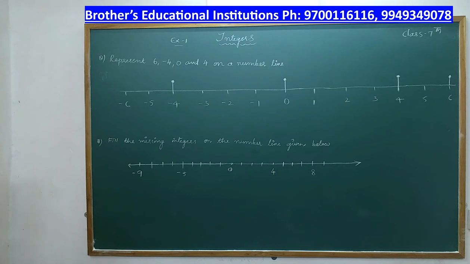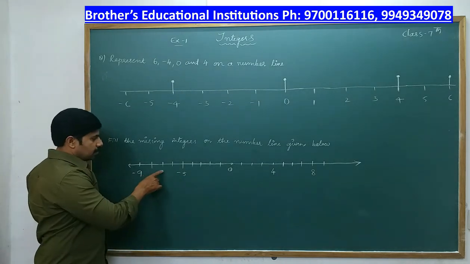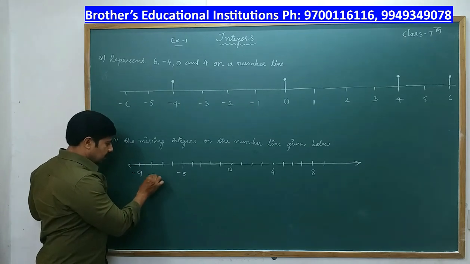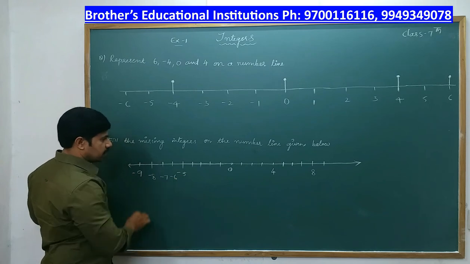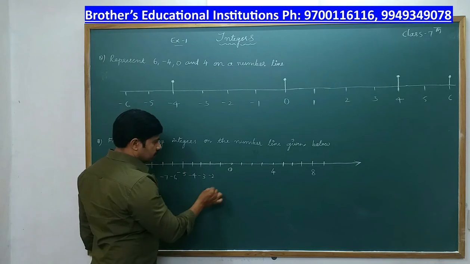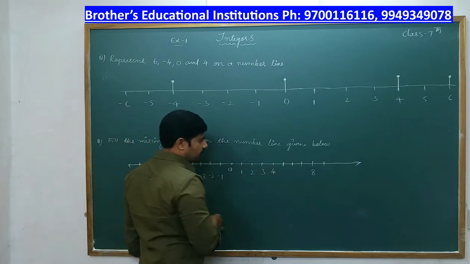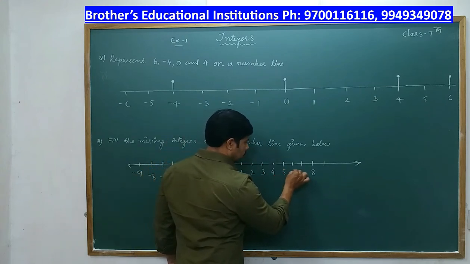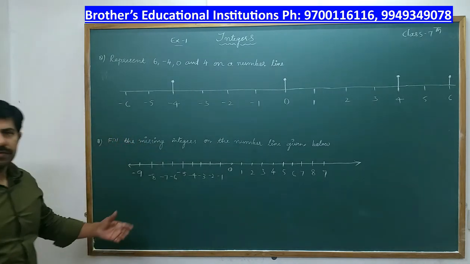Now the next one is fill the missing integers on a number line given below. So here we need to write the numbers between minus 9 and minus 5. So minus 8, minus 7, minus 6, minus 5, minus 4, minus 3, minus 2, minus 1, 0, 1, 2, 3, 4, 5, 6, 7, 8, 9. So these are the missing numbers we filled on a number line.